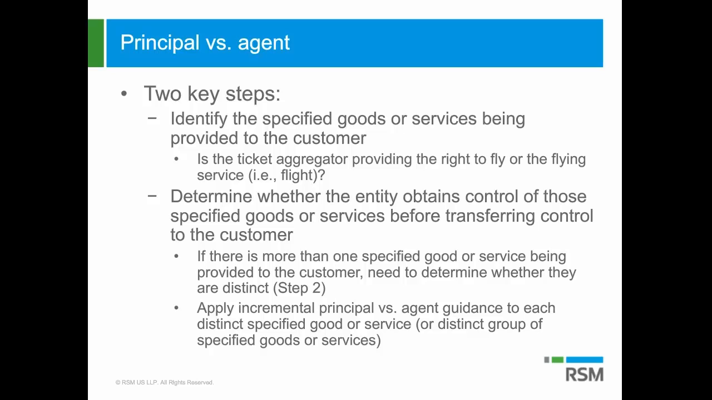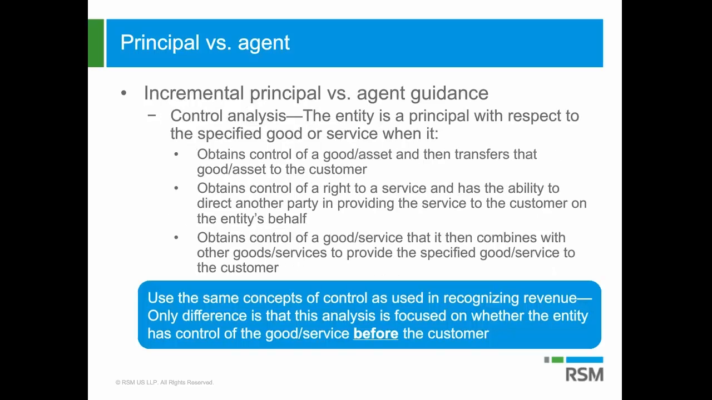There's also some guidance, some indicators, that you're going to evaluate when determining whether you control that good or service before it's transferred to the customer, which we'll talk about. So the general notion of control that Rich talked about in step 5 applies here, in that you're evaluating whether you obtain control before you transfer it to the customer.